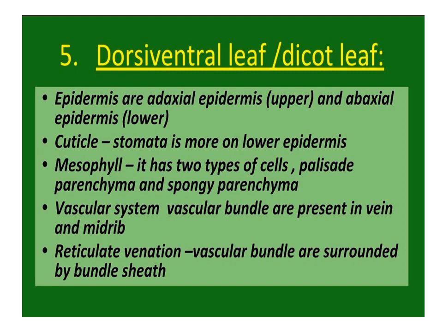The tissue between the upper and lower epidermis is called the mesophyll. It consists of palisade and spongy parenchyma. The vascular bundle represents the midrib and other veins. The xylem lies towards the adaxial surface and the phloem lies towards the abaxial surface. Reticulate venation. Vascular bundles are surrounded by bundle sheaths.